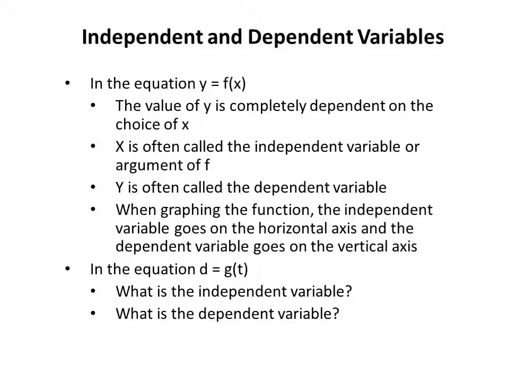The independent variable is t, right? And what is the dependent variable? The dependent variable in this case is d, because we don't know the value of d until we plug in t as an input to get the corresponding output that represents the d. So we're going to look at a few examples here.